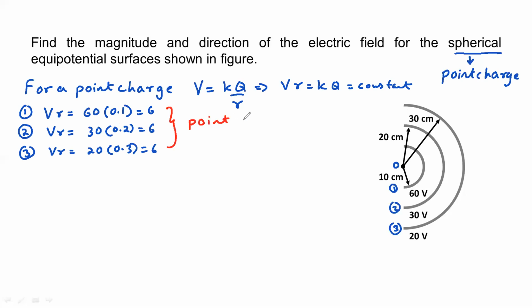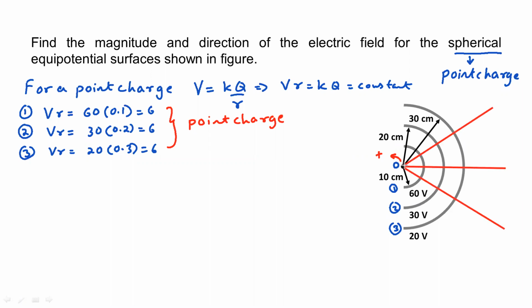Okay, now you're supposed to calculate the magnitude and direction of electric field, and you can clearly see that the potential is decreasing as you move away from the charge. So you can be sure that this particular charge is positive. Okay, so the direction of electric field lines would be radial. This would be the direction of electric field lines.